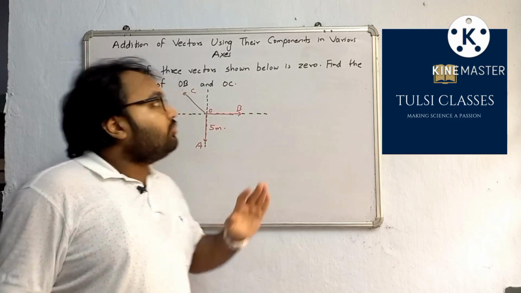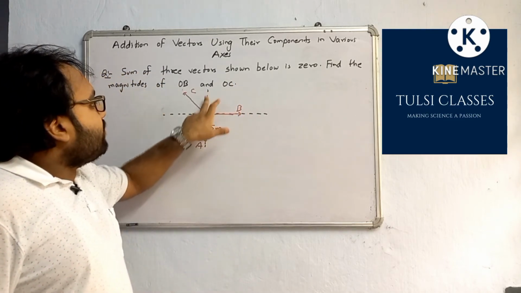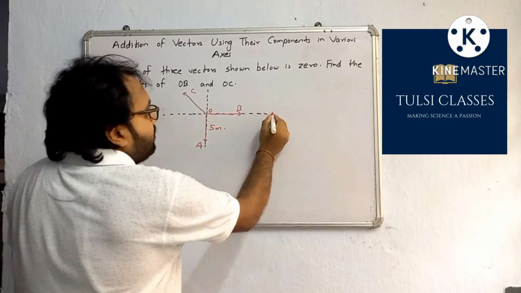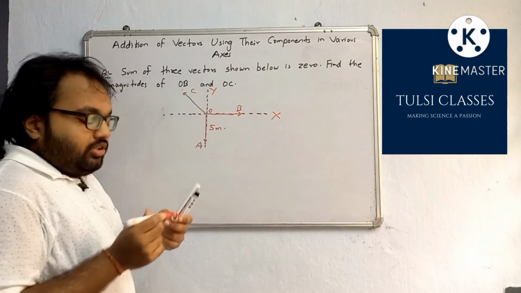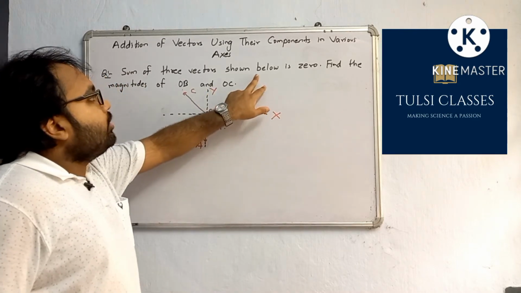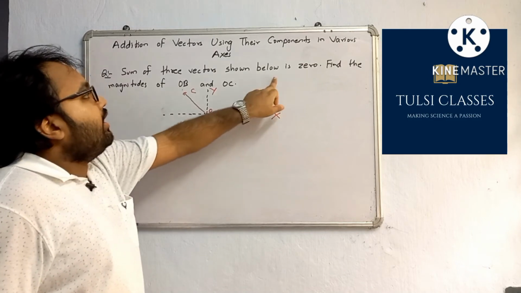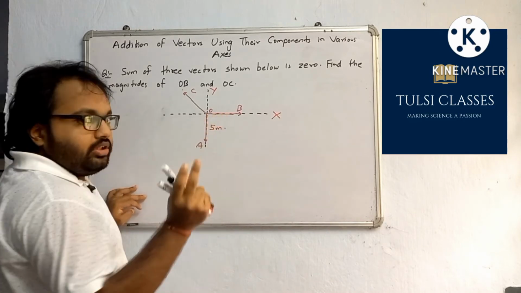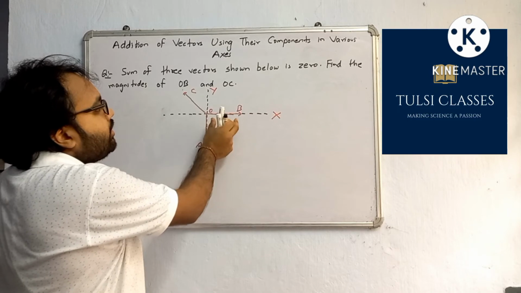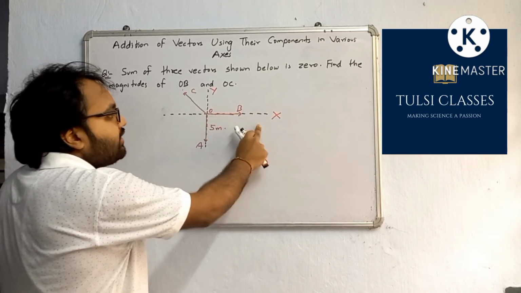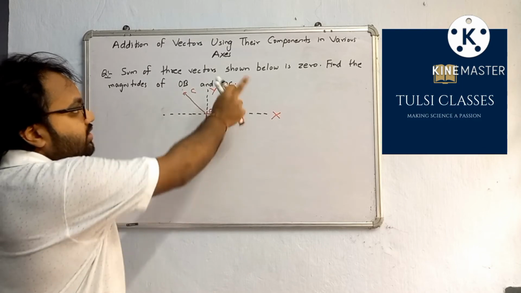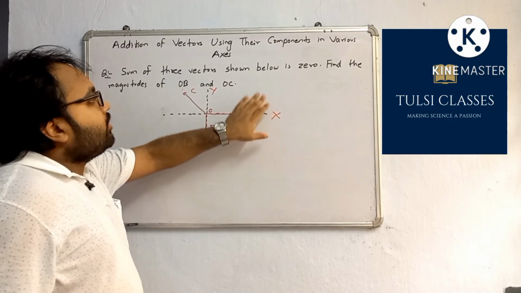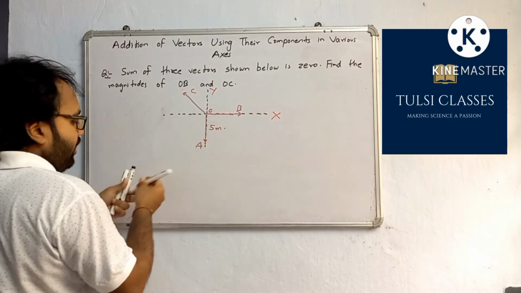The first thing that you have to see here is that the diagram is given along the x and y axes. Two perpendicular axes are there. This is the x axis and this is the y axis. So it will be helpful to add the vectors using components only. As the resultant is 0, which is the key word here, the magnitude of the resultant vector along the x axis will also be 0. The magnitude of the resultant vector along the y axis will also be 0. So let us find the magnitude along the x direction.